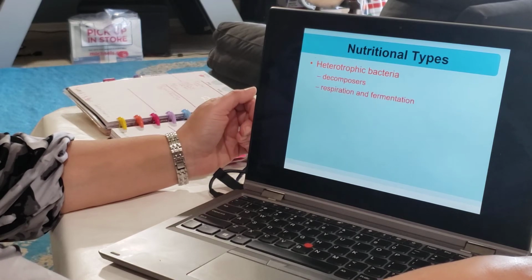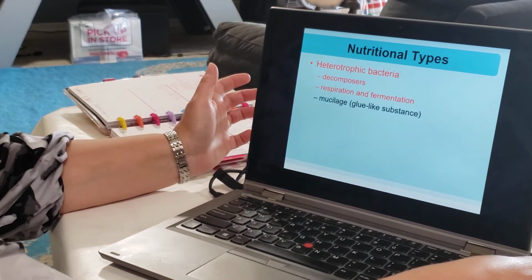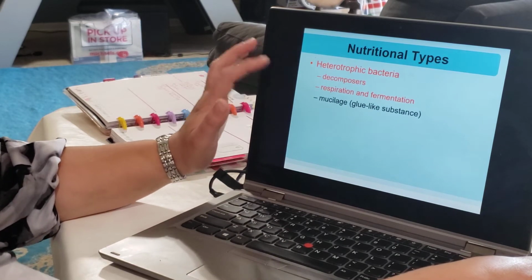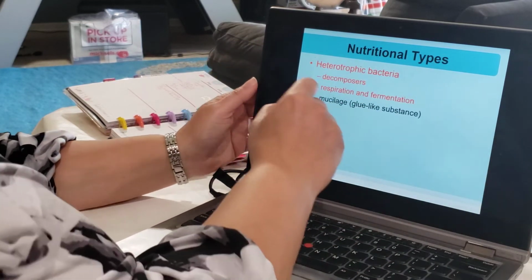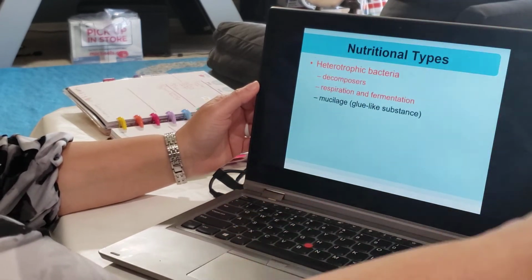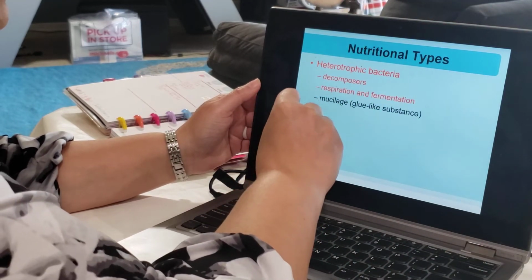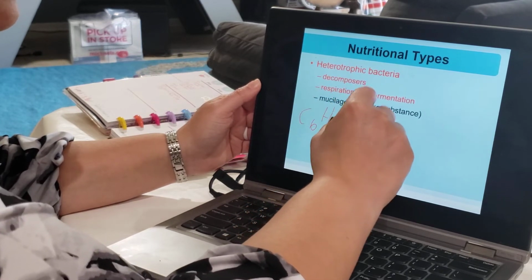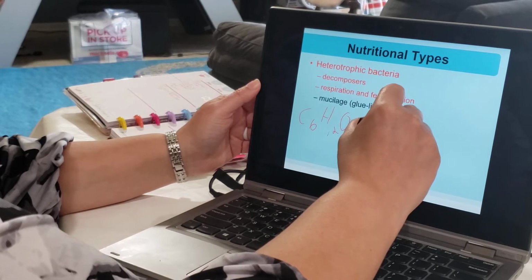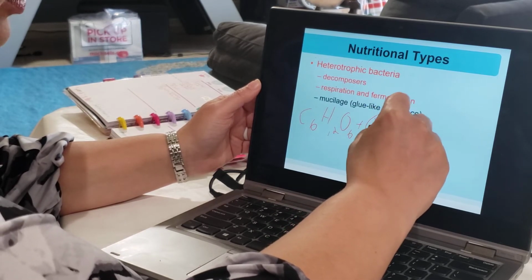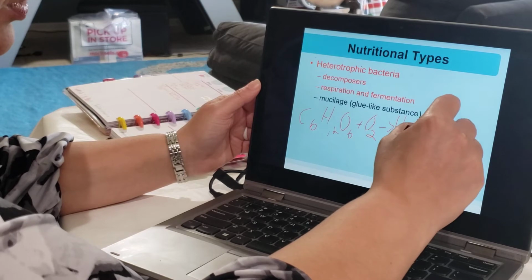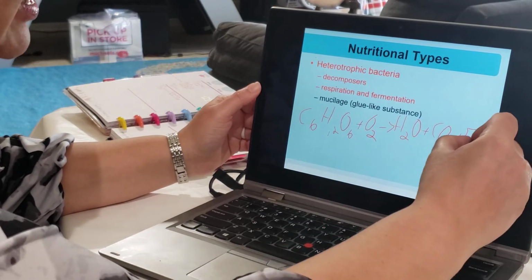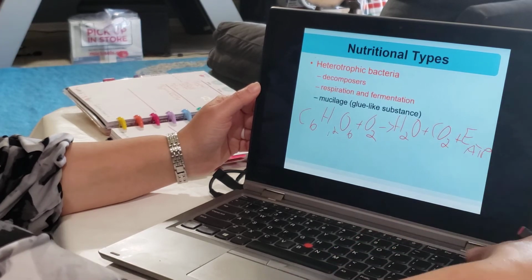Heterotrophic bacteria, decomposers, they undergo respiration and fermentation. When we say respiration, we mean cellular respiration. Let's go back real quick. Respiration, remember, is the opposite of photosynthesis. So it's going to be your C6H12O6 plus O2, and it's going to become water, CO2, and E. Don't you dare be saying sun, because we don't have sunlight coming out of our butts. ATP, okay?